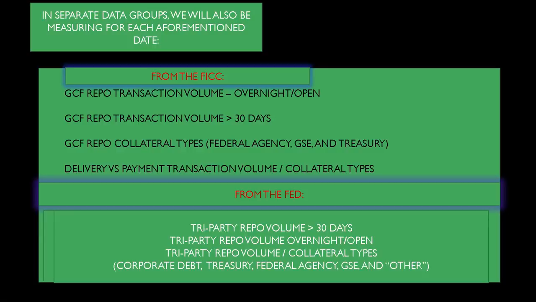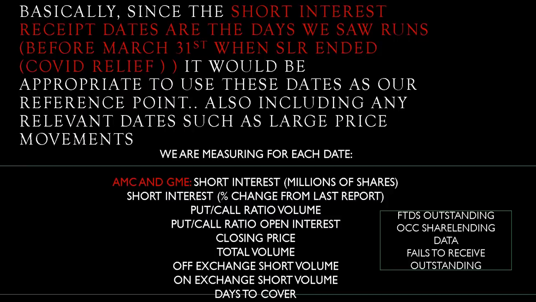Then we have from the Fed, the tri-party repo volume greater than 30 days, tri-party repo volume overnight and open, tri-party repo volume collateral types, and then we're also going to have the debt, corporate debt, treasury, federal agency, GSC, and other collateral types as well. Then for AMC and GME, we're going to have short interest in millions of shares, short interest percent change, put call ratio volume, put call ratio open interest, closing price, total volume for the day, off exchange short volume, on exchange short volume, days to cover, FTDs outstanding, OCC share lending data, fails to receive outstanding, all for those days.